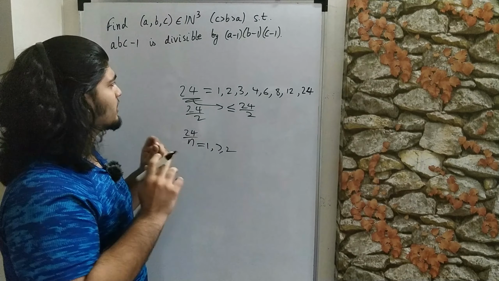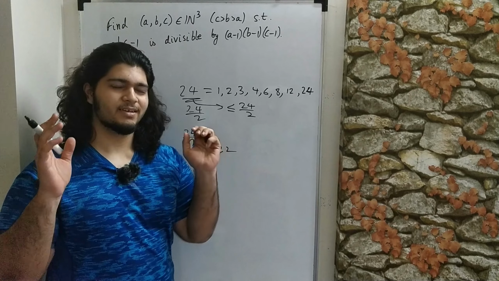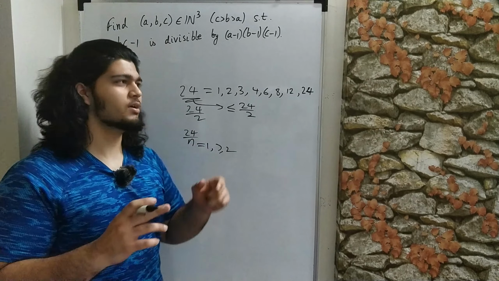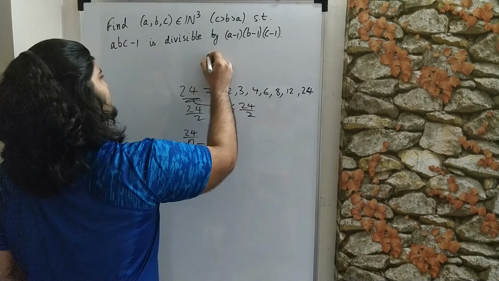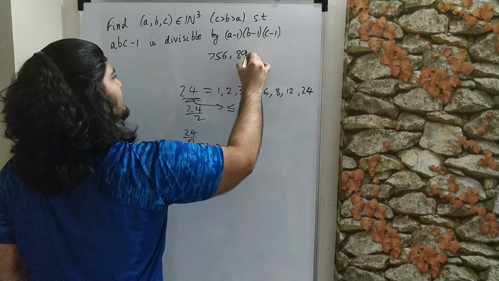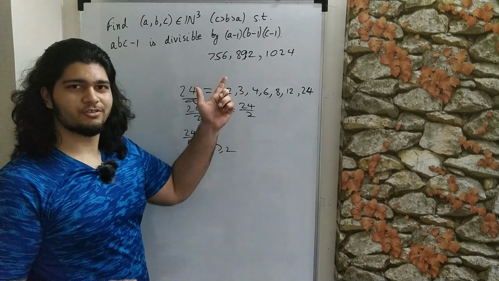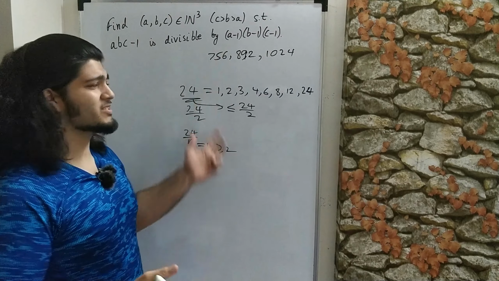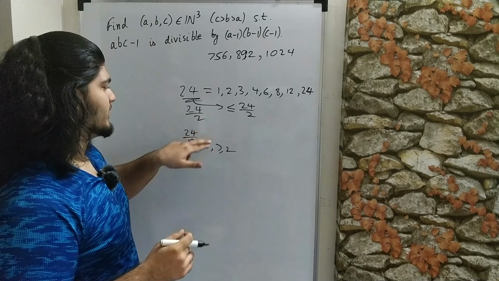So now that we have this settled, we can make an inequation from this, and maybe we can restrict the values of A, B and C, because as I said in the beginning, there must be an upper bound to A, B and C. So for example, if I take arbitrarily large values for A, B and C, let's say 756, 892 and 1024, just by looking at these values, you can straight away tell that this can never satisfy this condition, because these numbers are just too big for that. So maybe we can find an upper bound using this inequality right here.